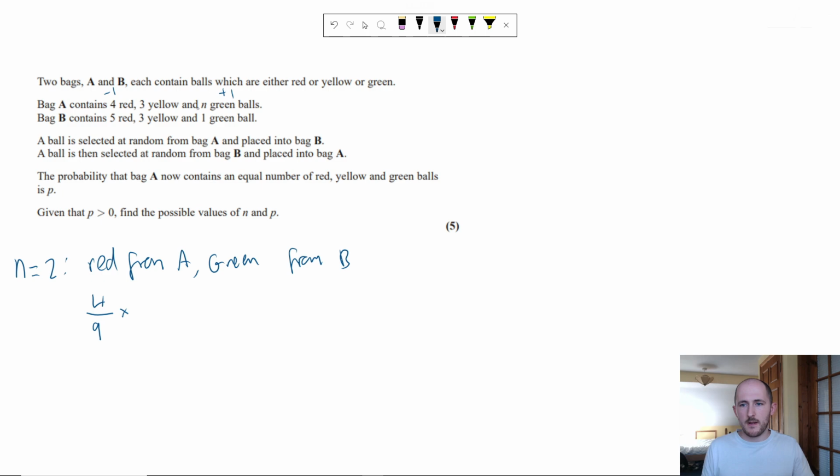Cool. Now, if we take this red ball and add it to bag B, we now have 6 red balls, right? So, how many green balls do we have? We have 1. And how many balls do we have in total? We have 6 plus 3 is 9 plus 1 is 10. So that gives me 4 over 90, which is the same as 2 over 45. So that's one value of P.